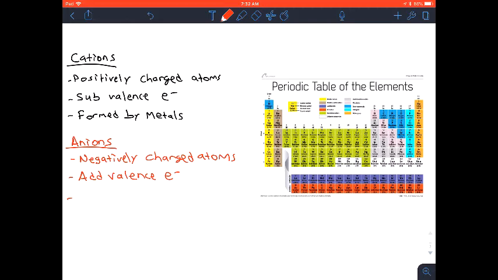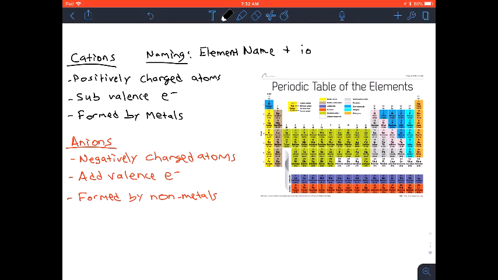And these are generally formed by nonmetals. All right, so one last thing that I want to mention about cations and anions is how they're named. Cations are named simply by taking the element name and adding "ion" to it. So for example, calcium, when it's ionized, becomes a calcium ion. Okay, so we simply took the element name and added ion to it.